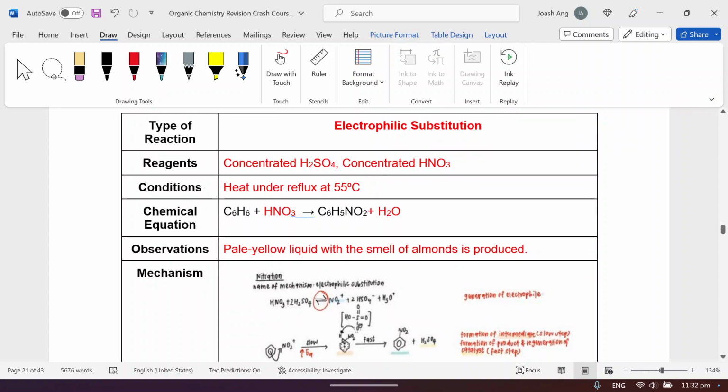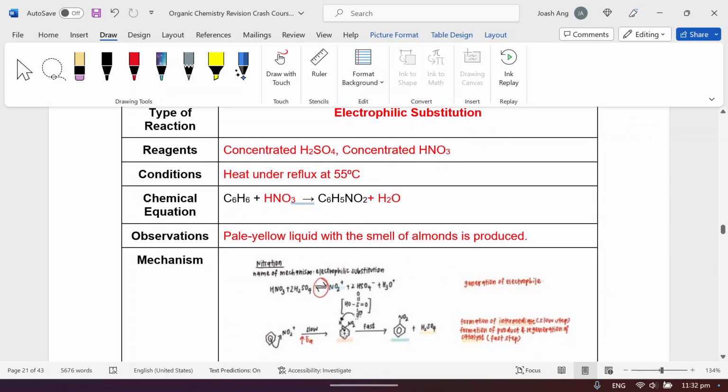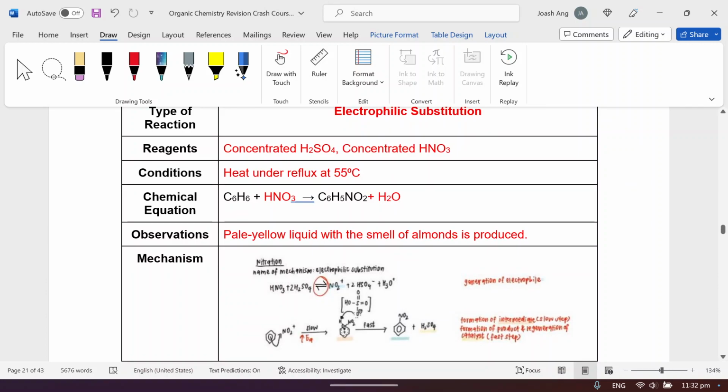Okay, so this reaction is a nitration reaction. We'll use concentrated H2SO4 and concentrated HNO3, heat under reflux at 55 degrees Celsius. So the chemical equation is just, take note that there's no H2SO4 involved here, because a nitration reaction involves the addition of an NO2 group onto the benzene ring. That would mean that we'll use nitric acid as our reactant right here, and H2O will be our product that will be formed.